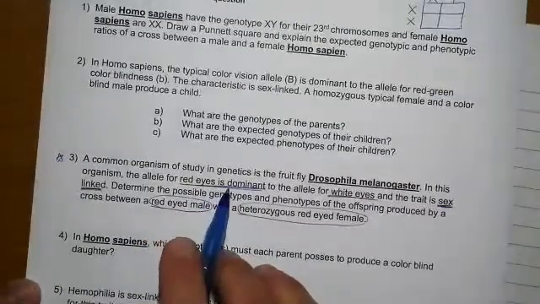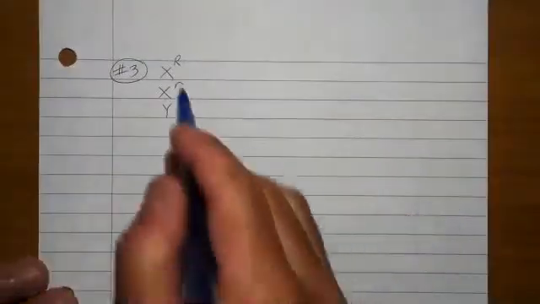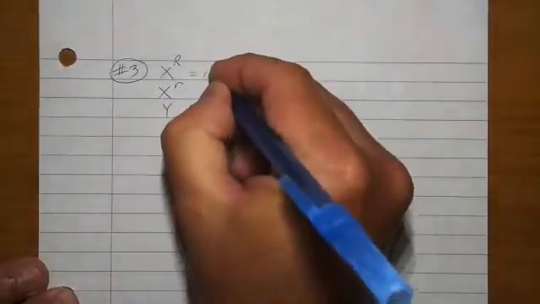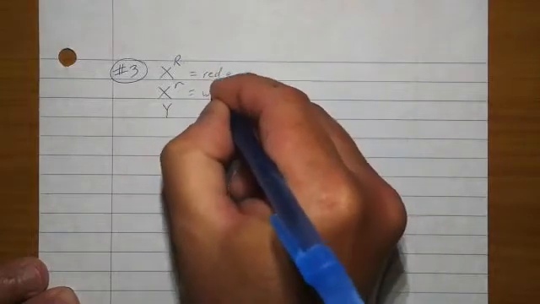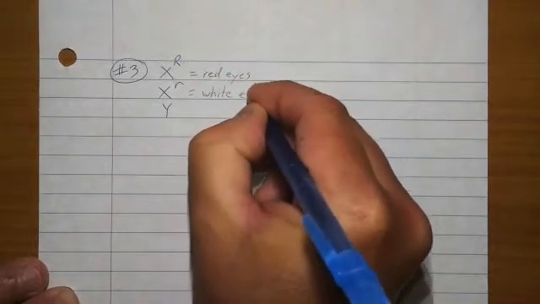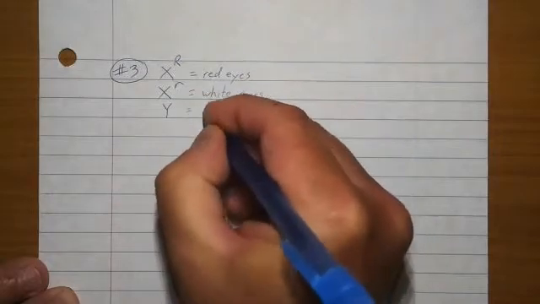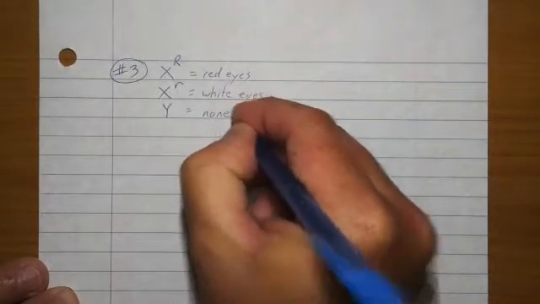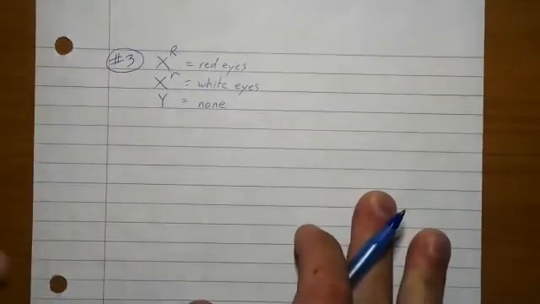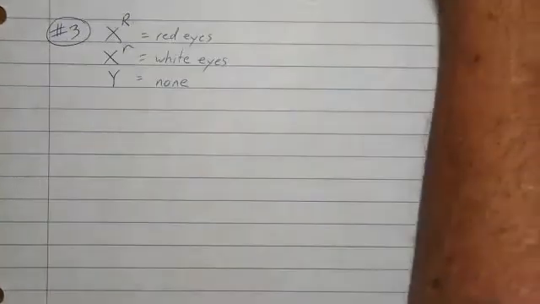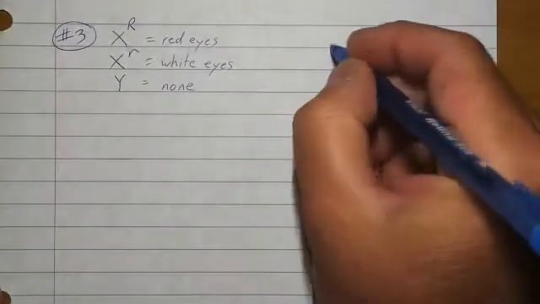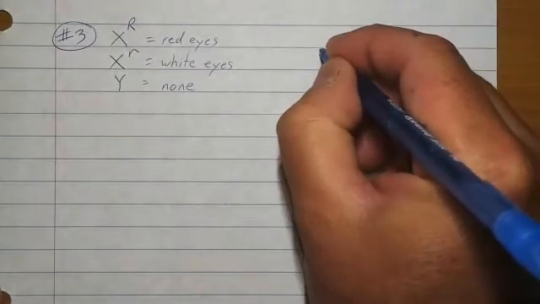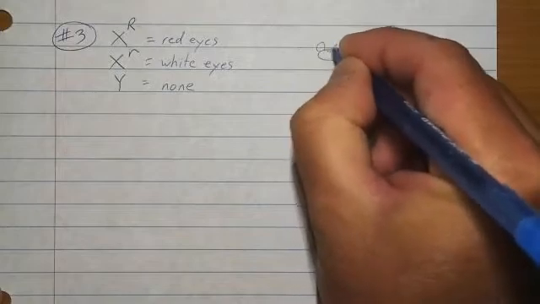Red eyes is dominant. Okay, so I'm going to go back over here. The capital letter is going to be for red eyes. The lowercase r is going to be for the other one, which is white eyes. And the Y chromosome is for nothing or none. All right, we draw a picture next. We're doing flies. How do you want to draw a fly? I have no idea. Let's go. Whoop, whoop. Buzz, buzz.